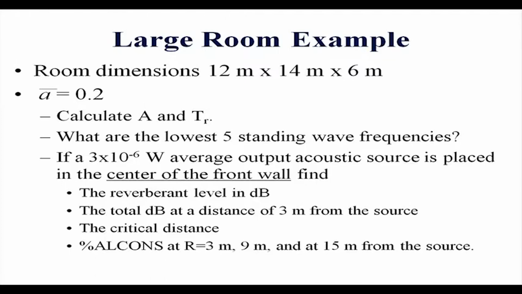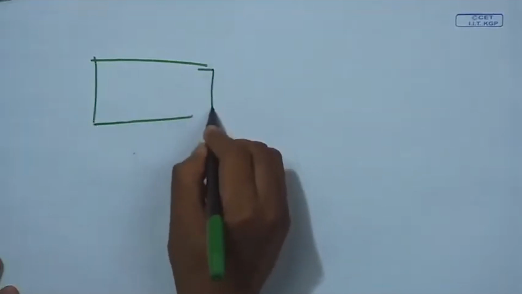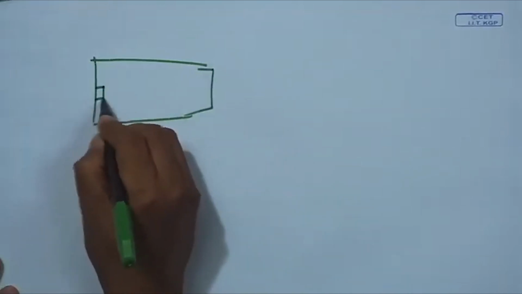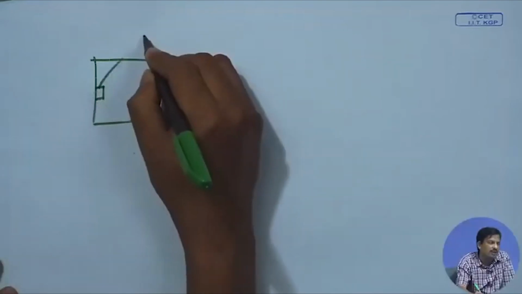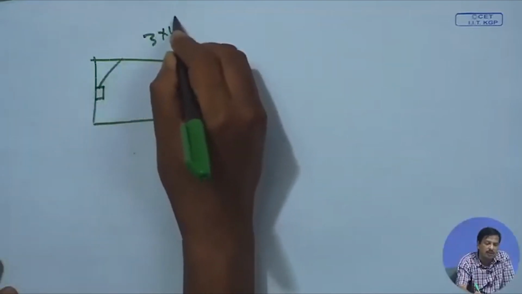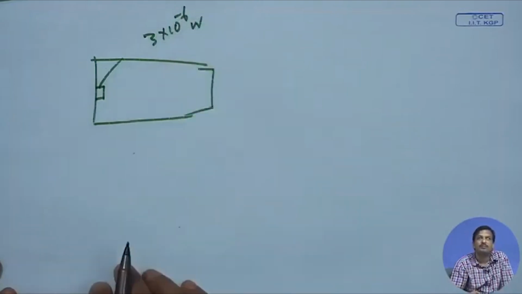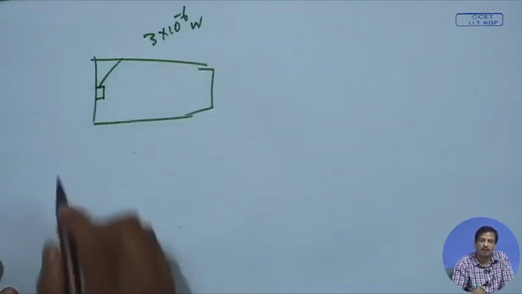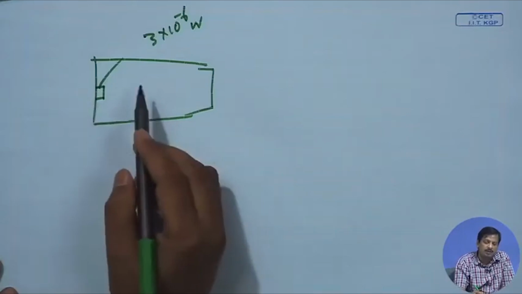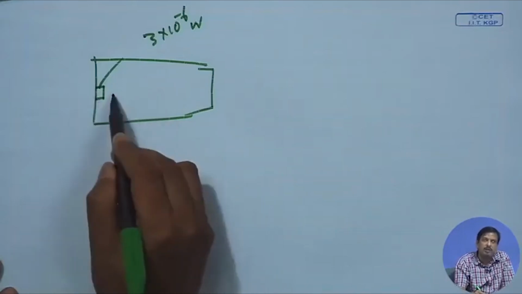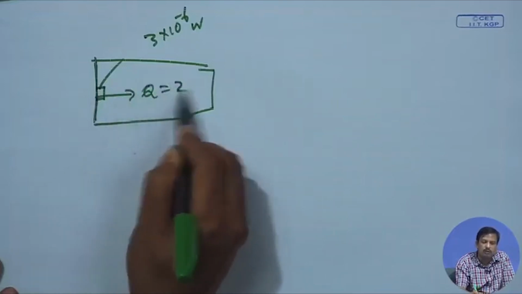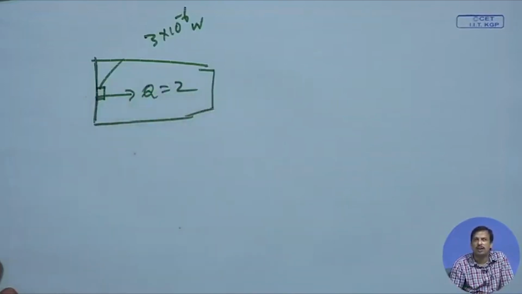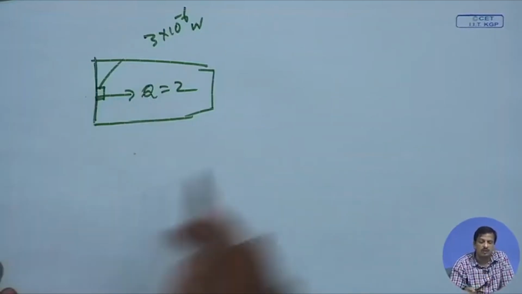So, center of the front wall, this is the room. I place a loudspeaker at the center of the front wall, whose wattage is 3 into 10 to the power minus 6 watt. Now, if it is placed there, what is the directivity of the loudspeaker? It is placed on a single wall, so Q is nothing but 2.